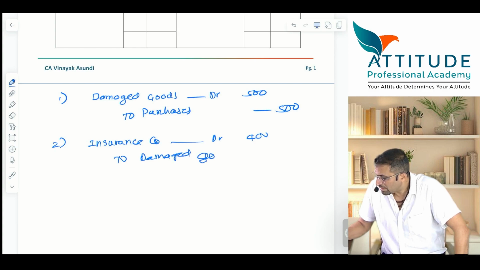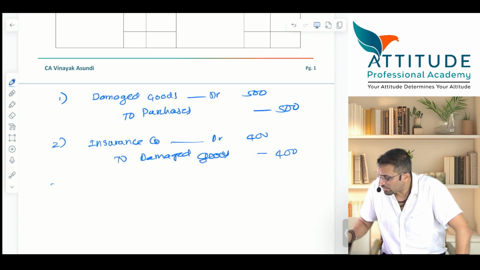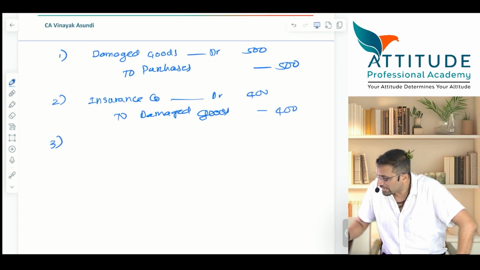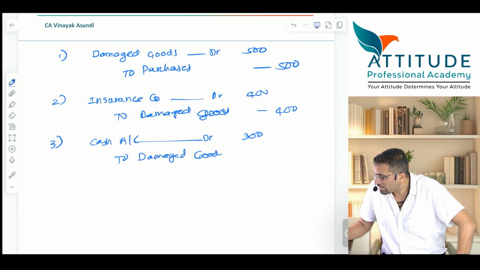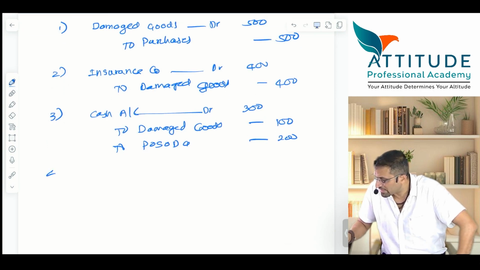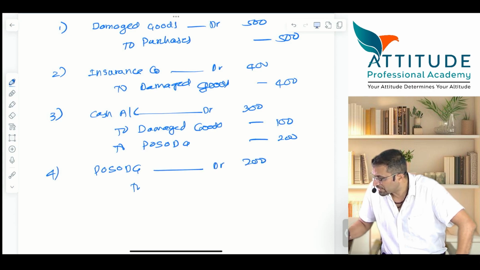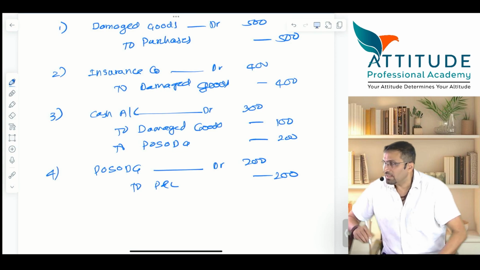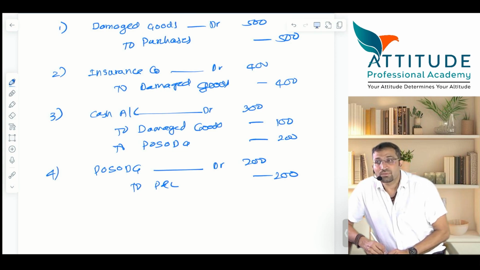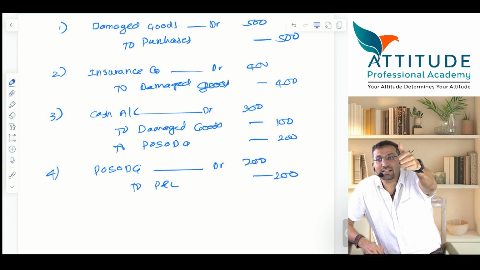Next entry will also remain same. Sale of damaged goods, correct. Entry बोलो. Cash account debit 300 to damaged goods 100, to profit on sale of damaged goods 200. Next entry will also remain the same. Profit on sale of damaged goods account debit 200 to P&L. Yes or no? Clear? All of you are able to understand?